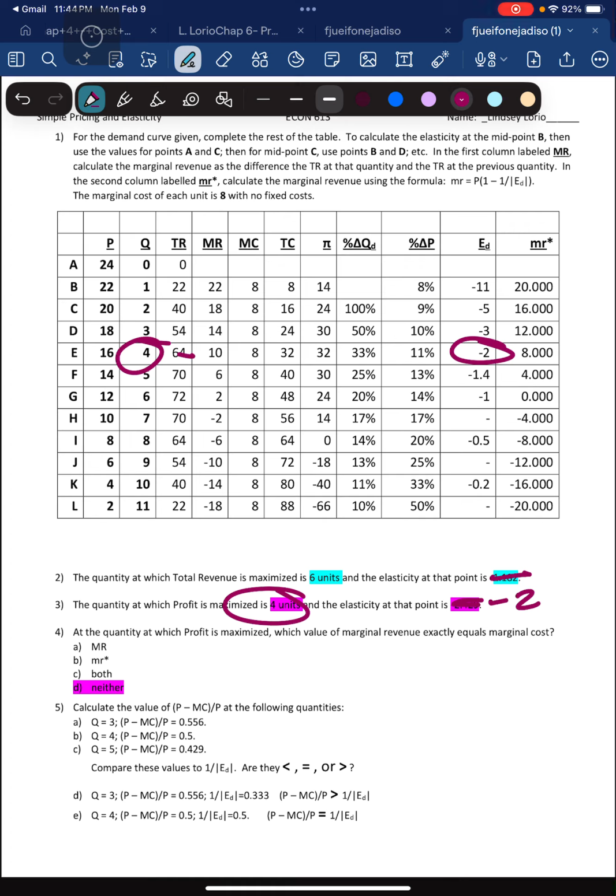And then at the quantity at which profit is maximized, the value of the marginal revenue equals the marginal cost. And the marginal revenue, marginal cost, and then the other marginal revenue. And you can see that I marked the wrong one on here, and it's going to be B. For the other marginal revenue equals that.